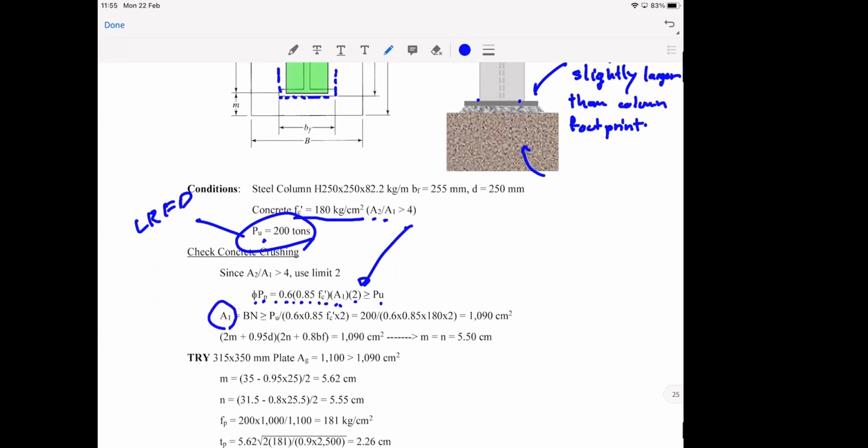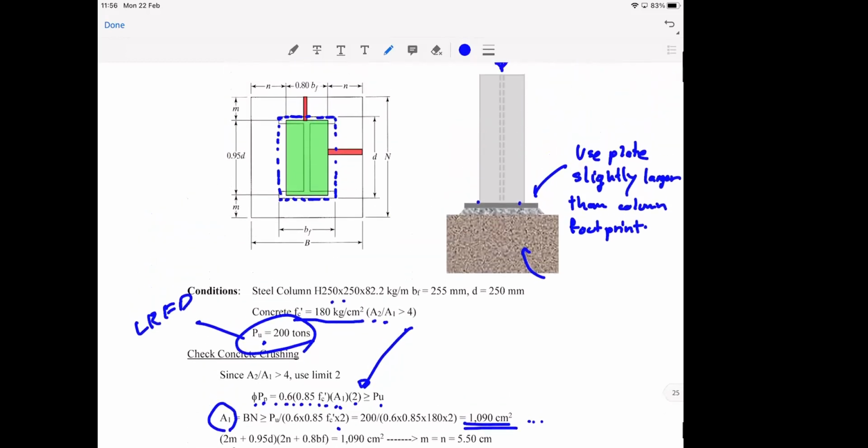That's going to be PU divided by phi multiplied by 0.85 fc prime, and then 2, which is a factor. So I got the area now, that A1 has to be greater than this. But now it is an art of design. You have the size of the column, and then you have the area that you need. So we can now plug in this equation.